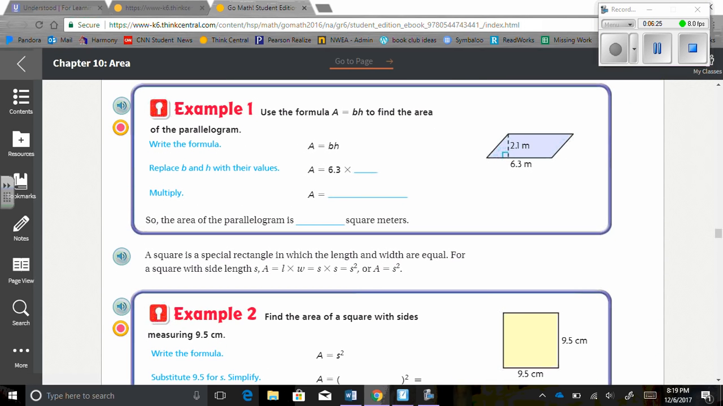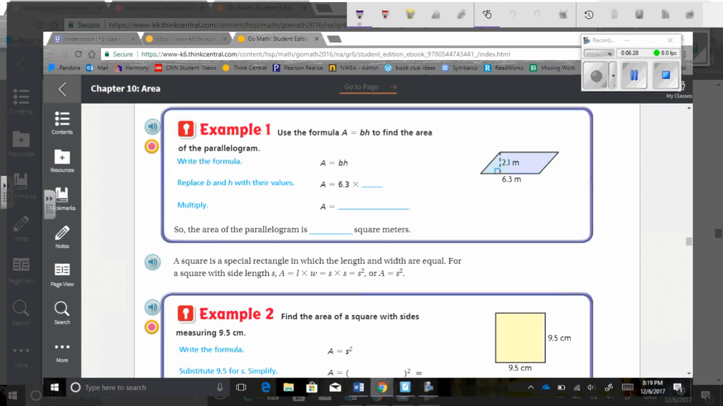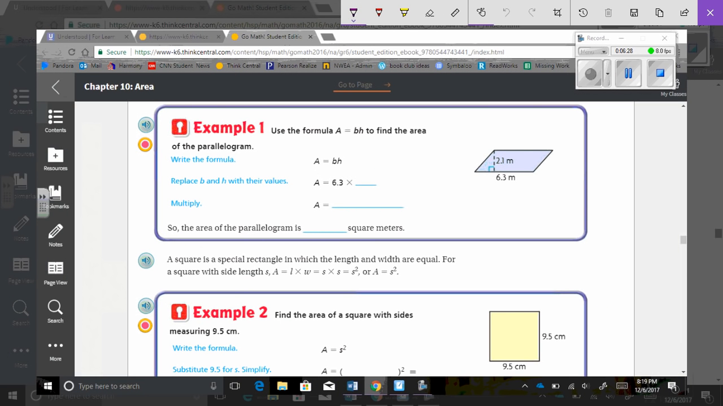So let's go ahead and look at example 1. For example 1, use the formula A equals B times H to find the area. So we're going to write the formula. Go ahead and write that every single time so you really remember what you're working with. So area equals base times height.